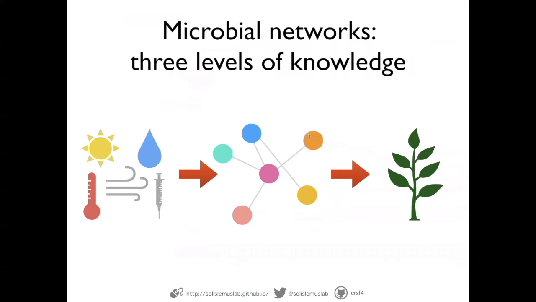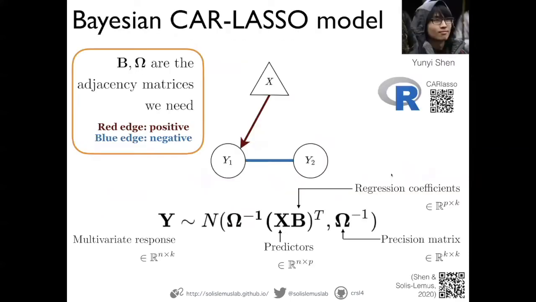So there are really 3 levels of knowledge that we're trying to build. We have the microbial network in the middle, but we also want to understand how the environmental or experimental forces affect the network. And in turn, how does the network structure and all this interaction affect the plant phenotype or the human phenotype?